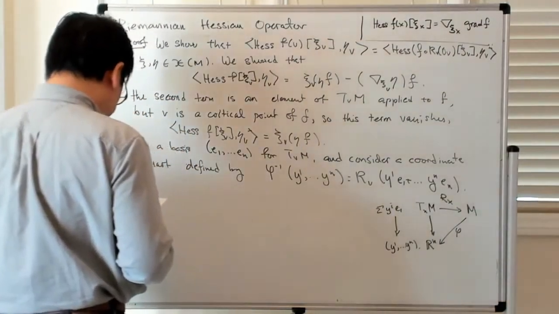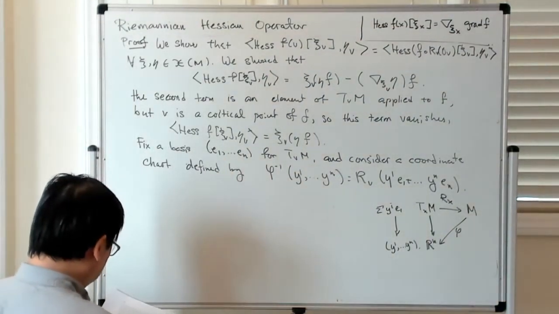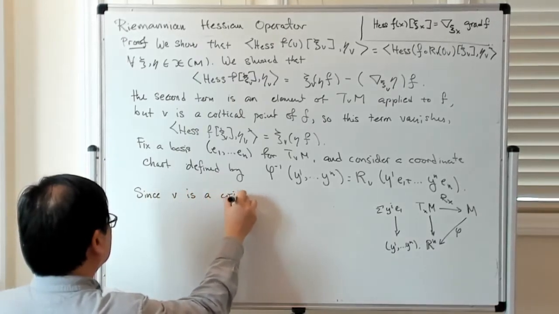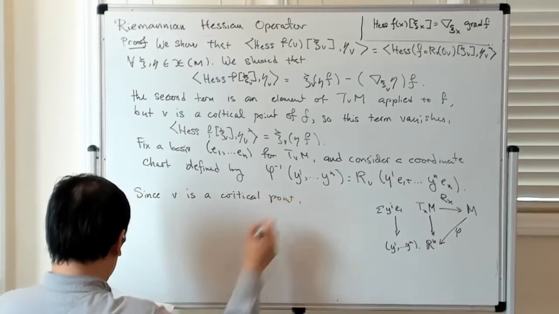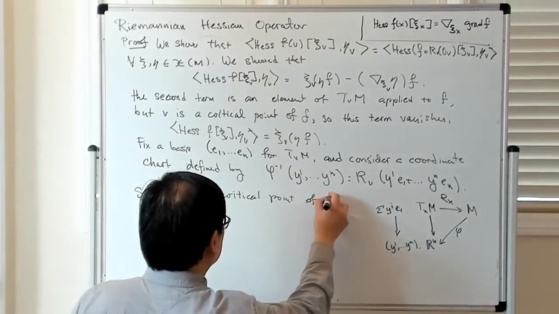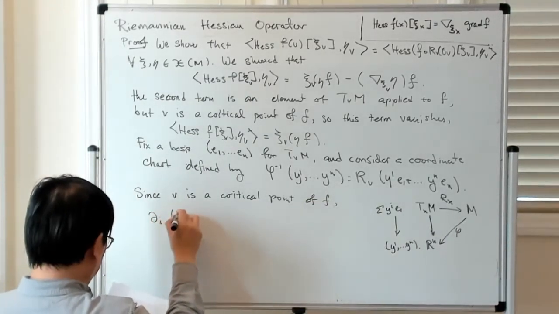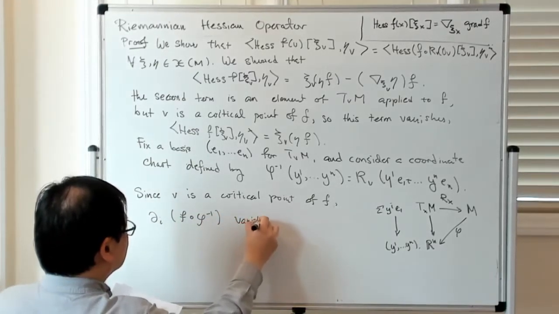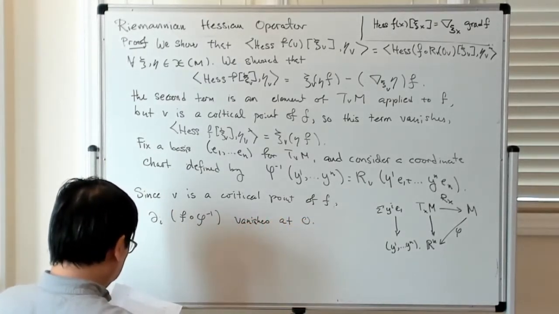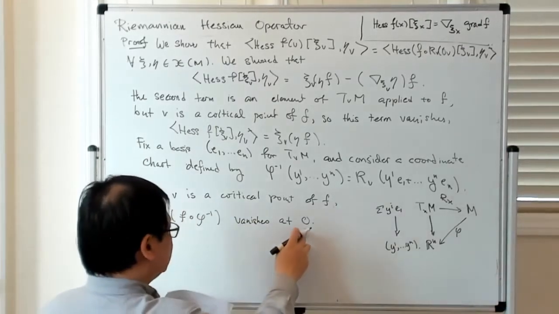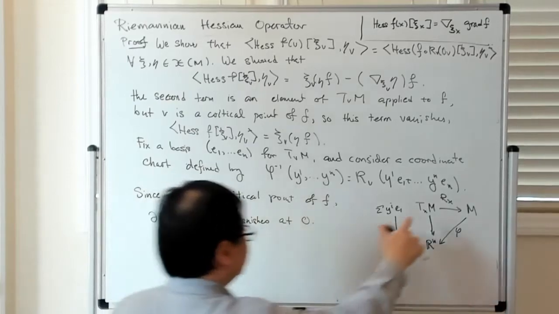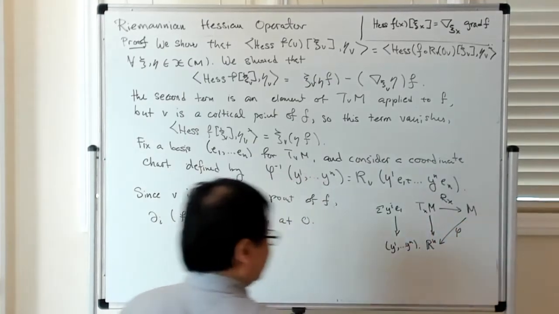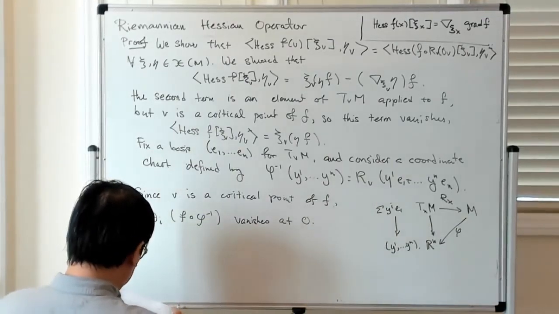And then what you have is the following. So since v is a critical point of f, then the derivative of f composed with the inverse of the coordinate chart vanishes at 0. Okay, and the reason why 0 is the relevant thing is because the retraction then maps the point x, or relates the point x on M, to the 0 vector in R^n. Okay, that's how that coordinate system looks like.